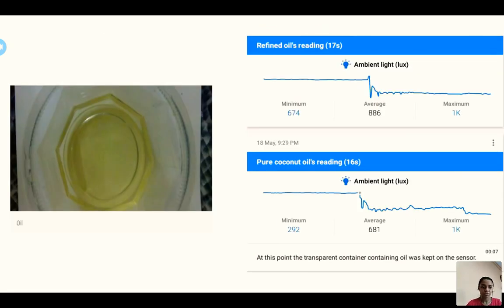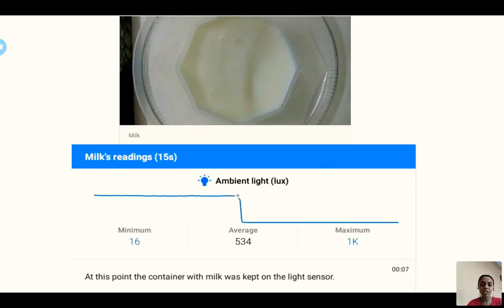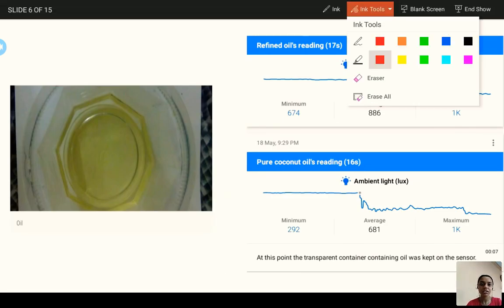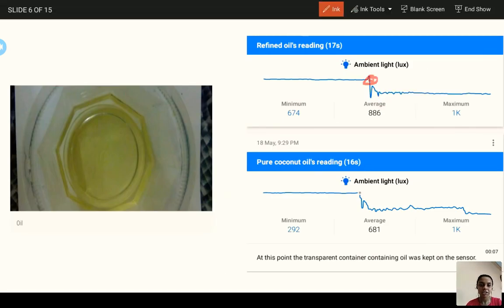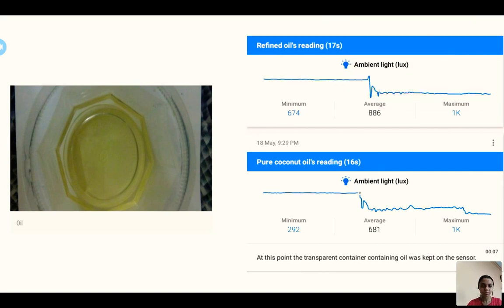Next comes oil. So we have readings for refined oil and pure coconut oil as well. So you see that for the refined oil readings, here the container is kept. So the graph goes like this. The reading is constant to 1 kilolux, and then it drops and becomes constant, and we shall record the minimum reading. So here it's 674 in case of refined oil and it's 292 in case of pure coconut oil. So you see the difference that pure coconut oil is absorbing more light than refined oil.